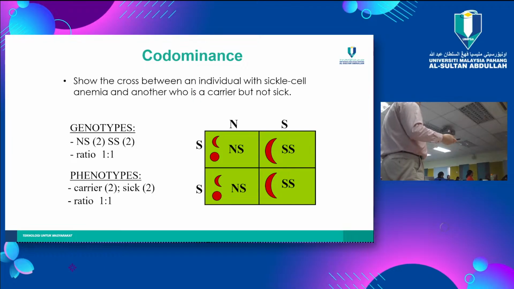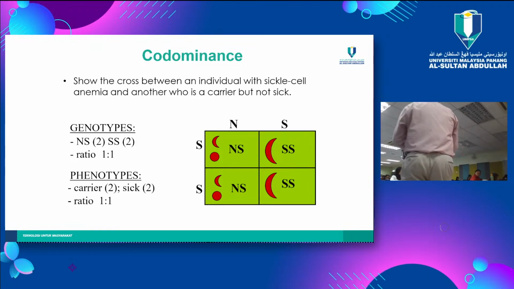So this shows, depending, if one parent is a carrier and the other parent is a sickle cell anemia patient, then half of their offspring are going to be sick and half of them are going to be carriers.